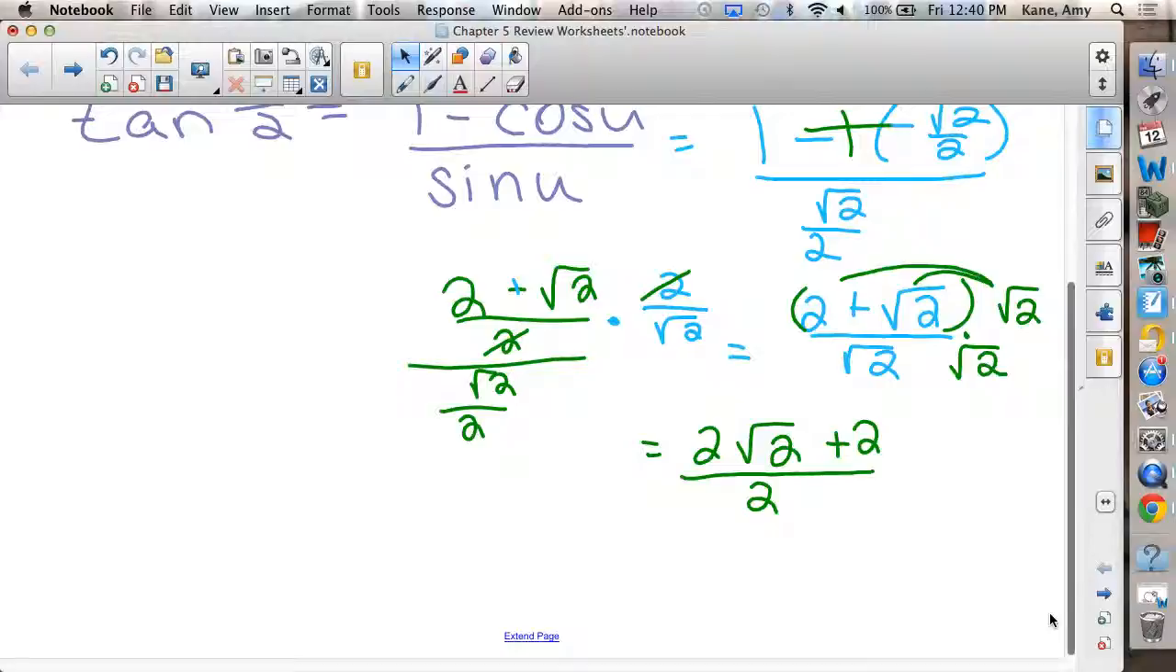Anybody like 2's? Is your favorite number 2?